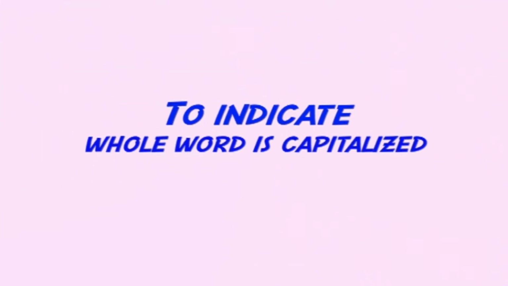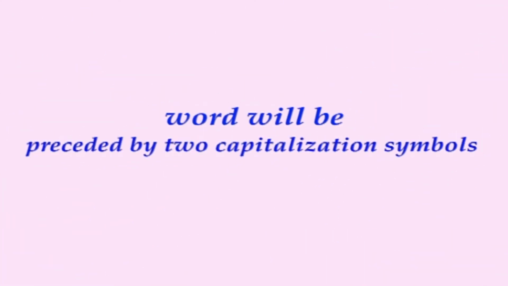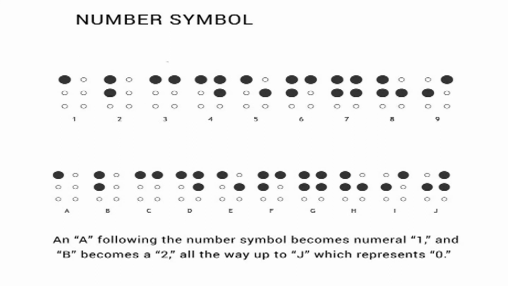To indicate that the whole word is capitalized, not just the first letter, the word will be preceded by 2 capitalization symbols. That means 2 cells of just the bottom right hand dot. To write a number, use the number symbol.